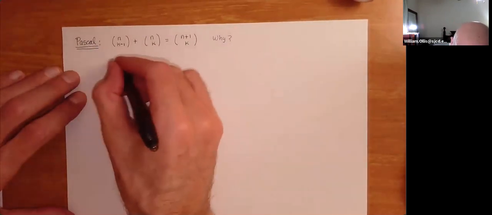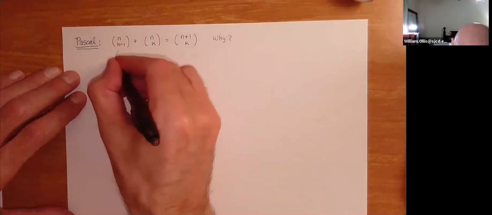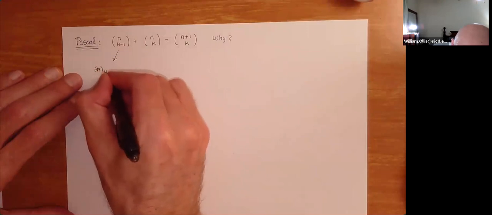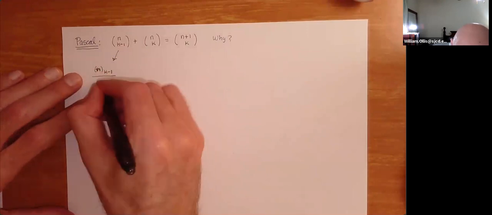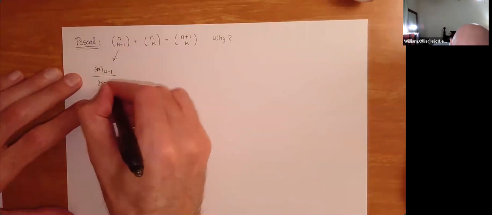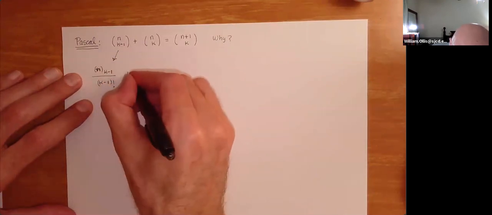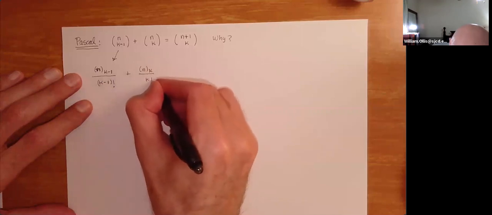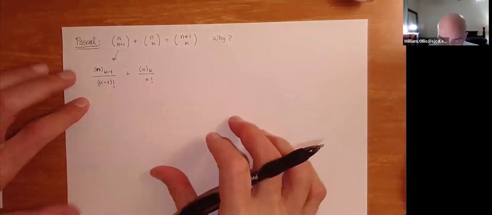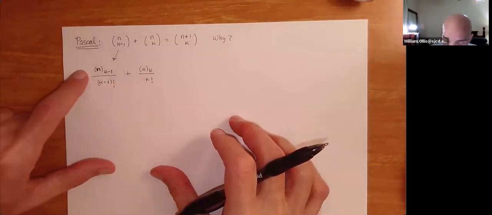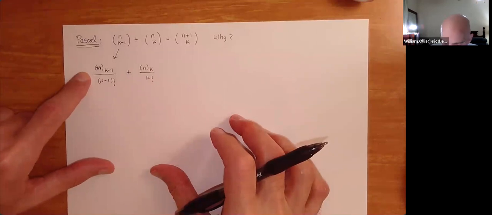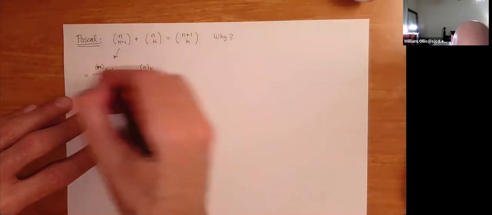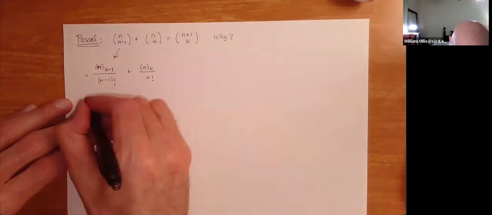So let's go ahead and write down what this is. This one will be n perm k minus 1, divided by k minus 1 factorial, plus n perm k divided by k factorial. This is just using the falling factorial that we had before. We could use the first definition, but this is actually pretty simple. This is the left-hand side that we're working with. We're going to show it morphs into that.